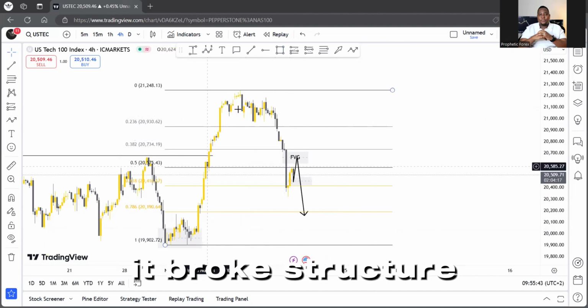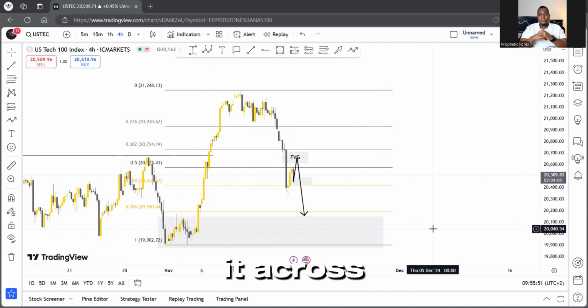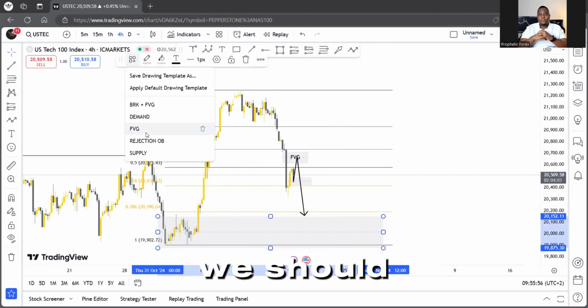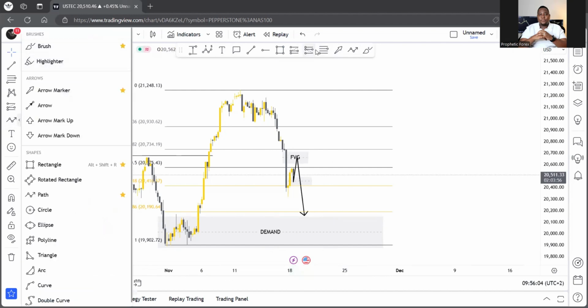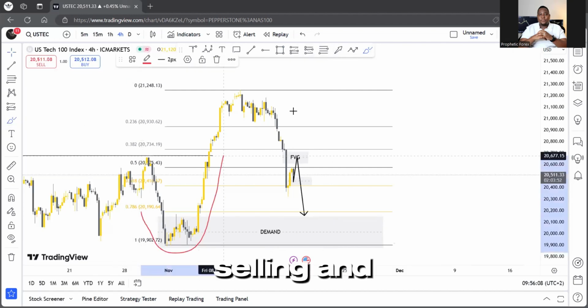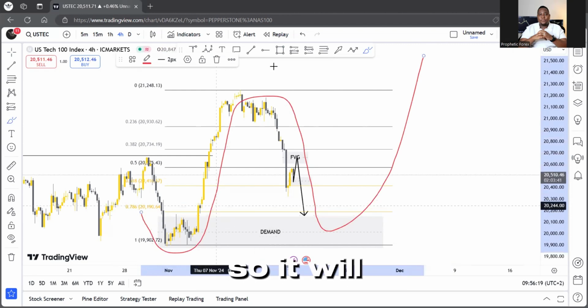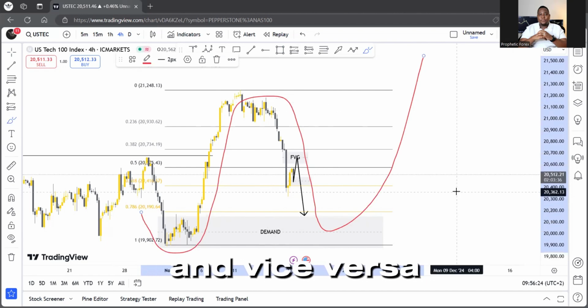Even though we broke structure over here, it's coming back to retest. I want to stretch it across like that. According to Wyckoff schematic, we should really get the market coming back here again. There we go. I just wanted selling, and then we will go back again into that. So it will accumulate, and of course it will distribute, and vice versa again. That's how I'm predicting it in terms of the whole concepts that I use.